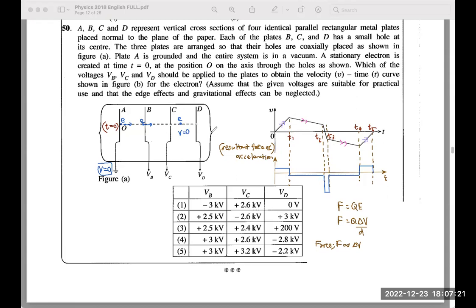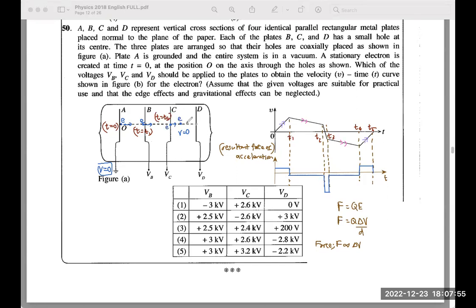It's like when you throw an object up, the object comes back down. Electron moves like this, stops and moves backwards. That's exactly what's happening. So if I mark the time, see if it makes sense. When time is equal to 0, electron is here. When time is equal to t1, electron is here. And when time is equal to t2, electron is here, at this point.